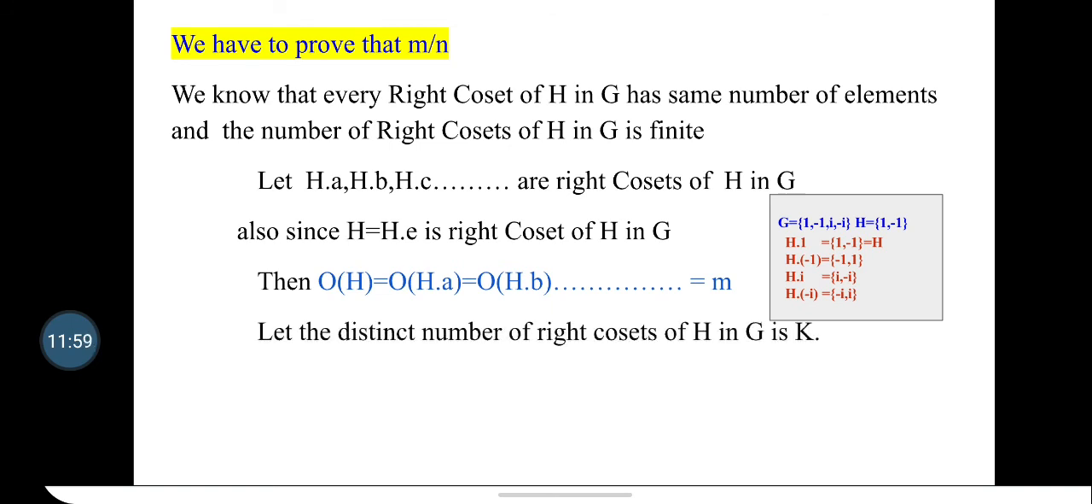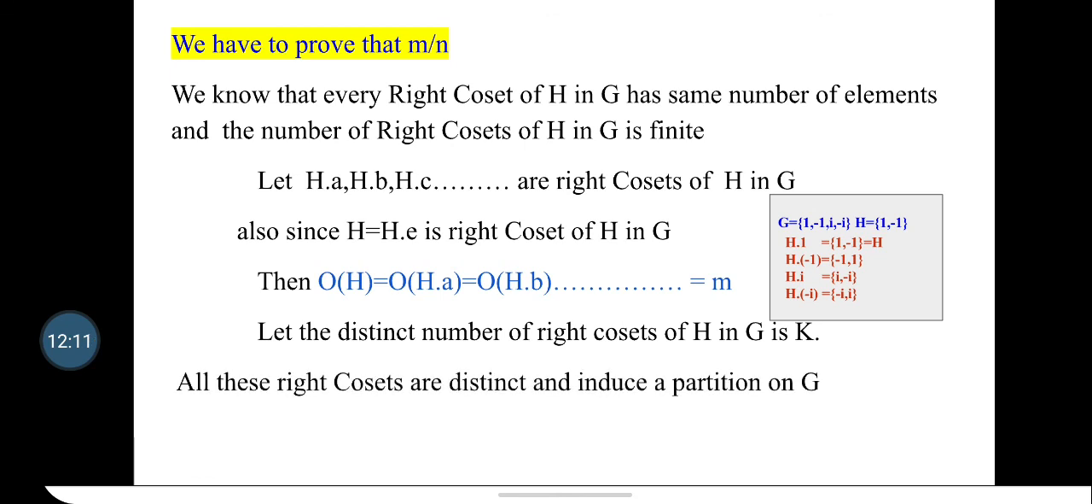Let the distinct number of right cosets of H in G be K. So here, 2 different right cosets are there. Similarly, we can let the distinct number of right cosets of H in G be K. This is another number. All these right cosets are distinct, which means they are disjoint and they induce a partition on G. For example, if you take 1, minus 1 and i, minus i, these two are distinct, right? If you take their union, 1, minus 1, i, minus i, they form the group G. So if we take disjoint cosets, then the union forms the group.